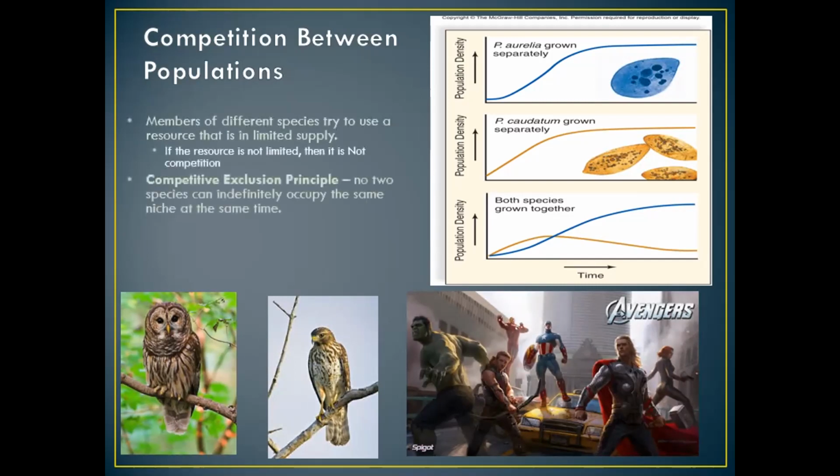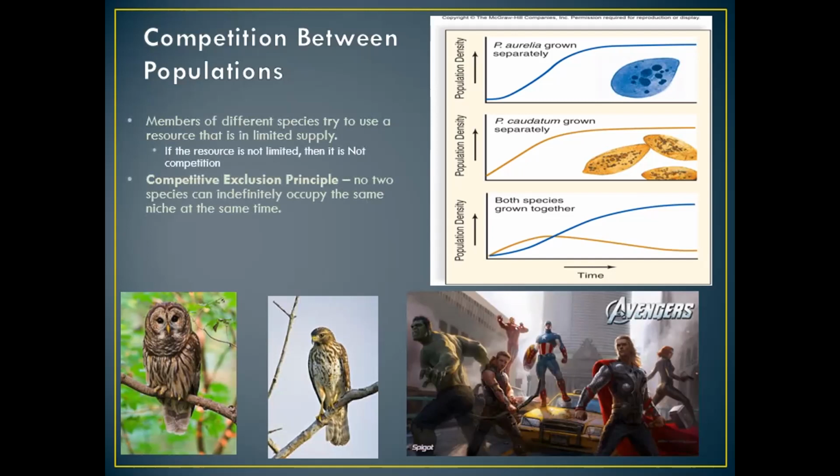There's something called the competitive exclusion principle. This means that there can only be one. There can only be one apex predator. There can only be one alpha male or female. There can only be one Hulk, one Thor, one Iron Man. You can't have multiples. Everything has its own role.